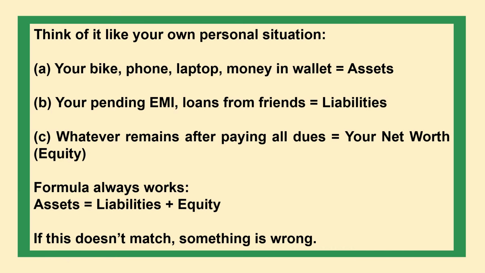Think of it like your own personal situation. Your bike, phone, laptop, money in wallet is equal to assets. Your pending EMI, loans from friends, that is liabilities. Whatever remains after paying all dues, that is your net worth, equity. The formula always works: assets is equal to liabilities plus equity. If this doesn't match, something is wrong.